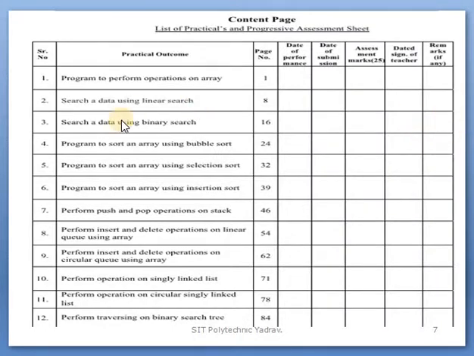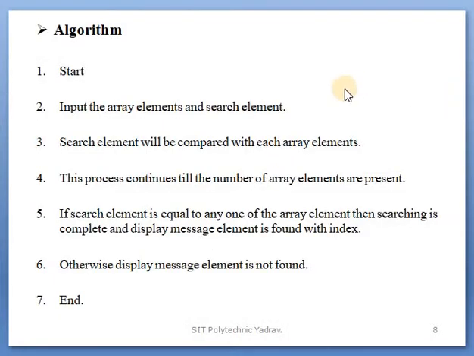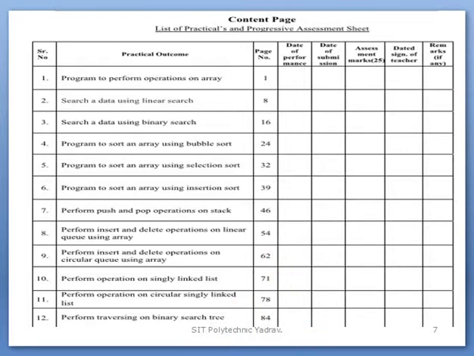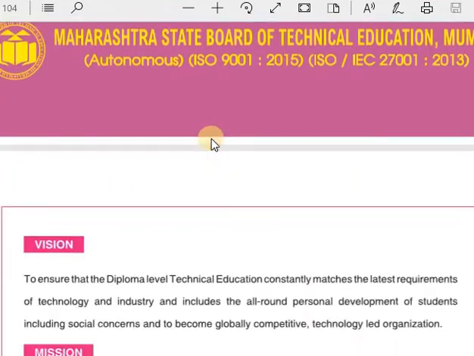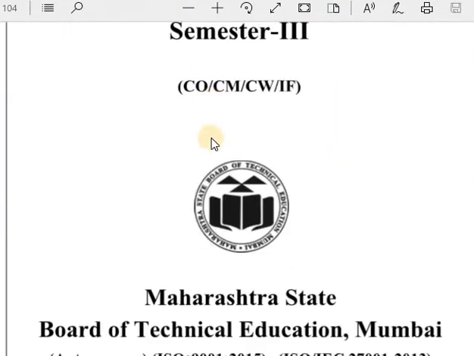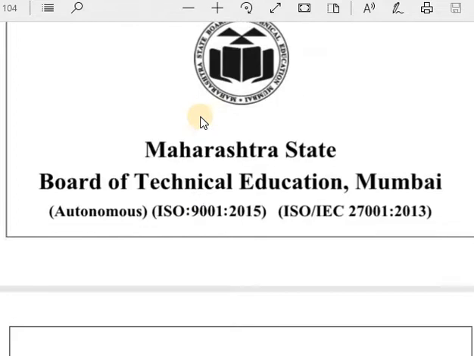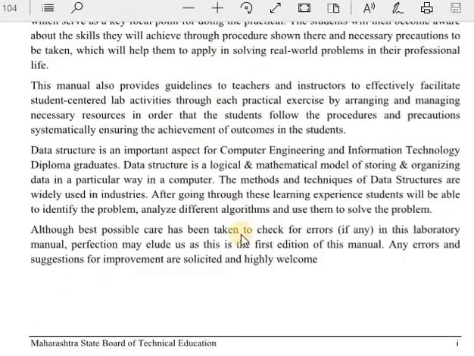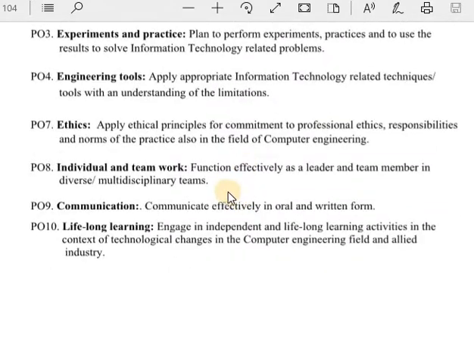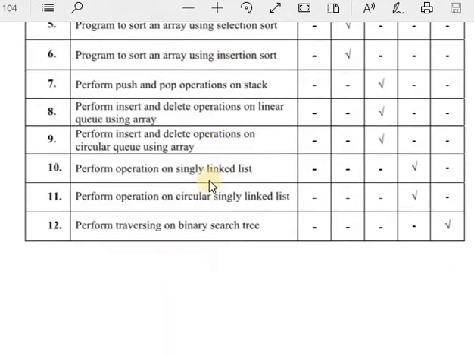This is your content page. In that, the second practical is search a data using linear search. This is your lab manual, a soft copy of your lab manual. This is the PDF file. Everyone should download it. Anyone remaining should download it as early as possible, otherwise you will not be able to study in that practical session.